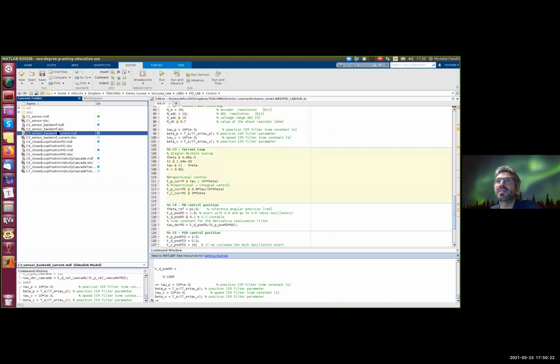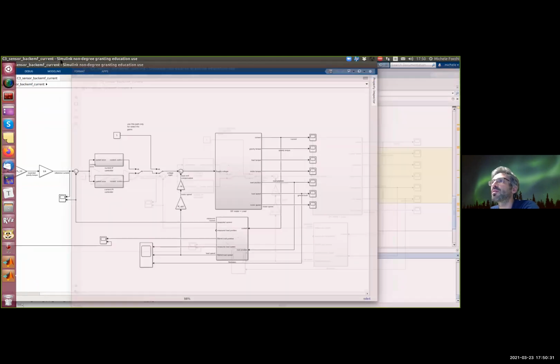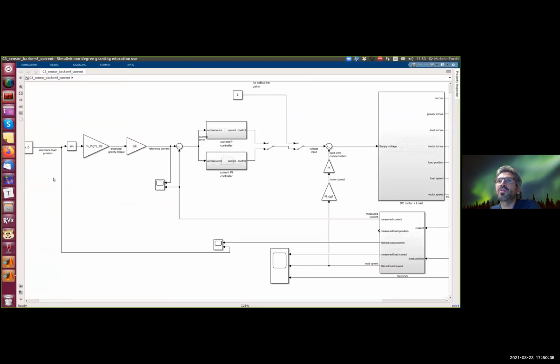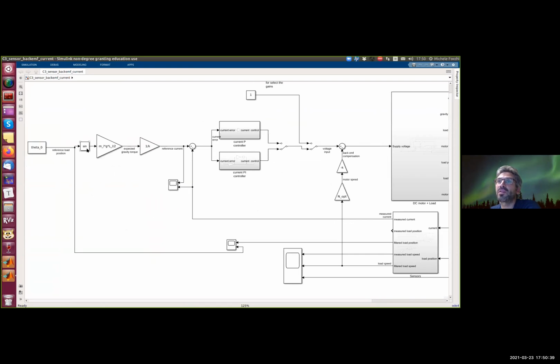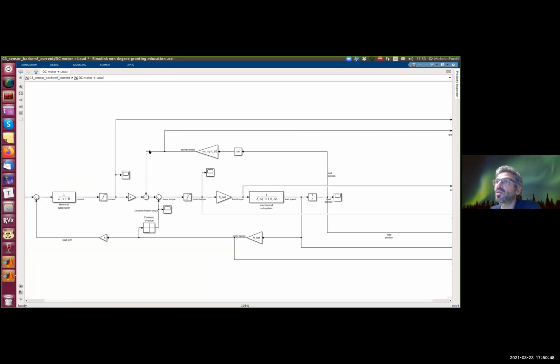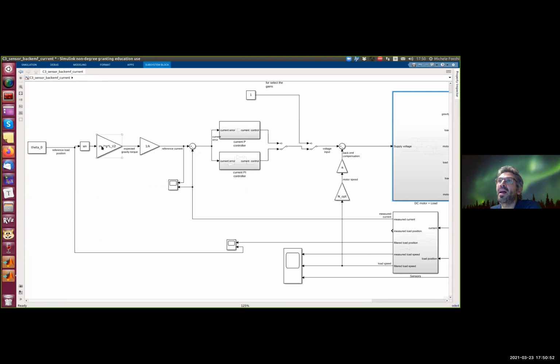So if we open the C3 sensor back EMF current, we get this. First we compute the gravity torque from theta 0. We do the same as we did in our simulator, where we were computing the gravity torque this way: sine of theta 0, times ml, the mass of the load, times gravity, times the length of the load divided by 2, the center of mass position, because we said that the load density is uniform, so the center of mass is in the middle of the rod. Then we get a gravity torque, and to get a current, we divide by the torque constant. This will be the reference current of our current controller.